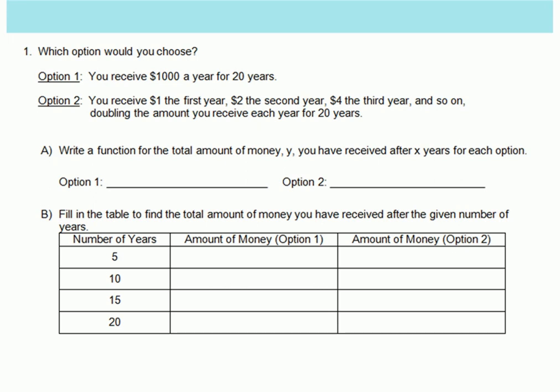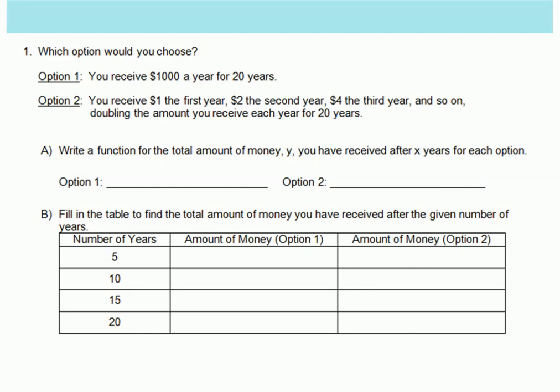Option 1. You can receive $1,000 a year for 20 years. Option 2. You receive $1 the first year, $2 the second year, $4 the third year, and so on, doubling the amount you receive each year for 20 years. In Part A, we're asked to write a function for the total amount of money y you have received after x years for each option.